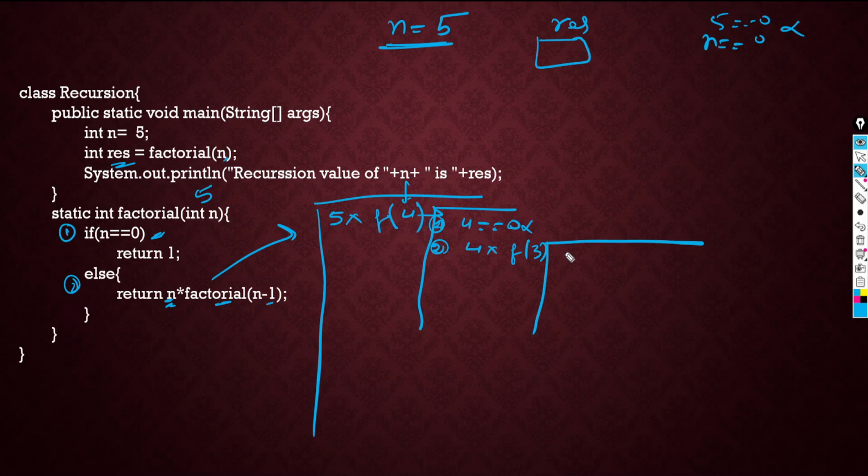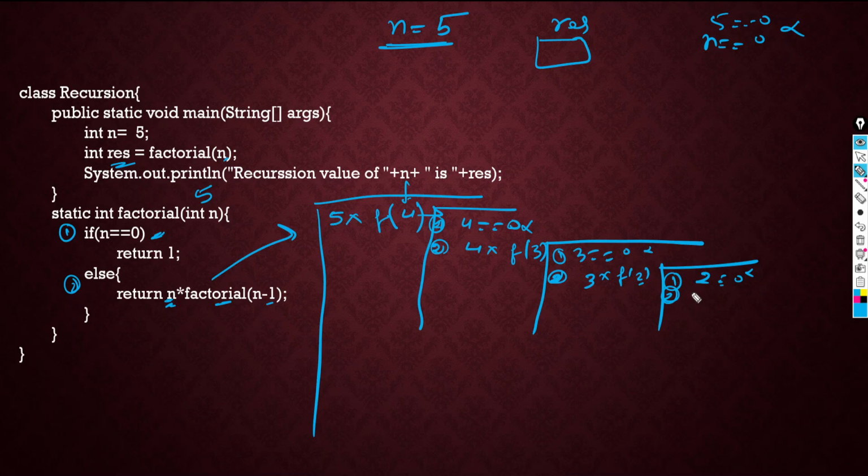Now for f(3) what do I have to take? 3 is equal to 0, false. Second point, 3 into fact of 2. Now again we have to check, for this 2 is there, 2 is equal to 0, false.